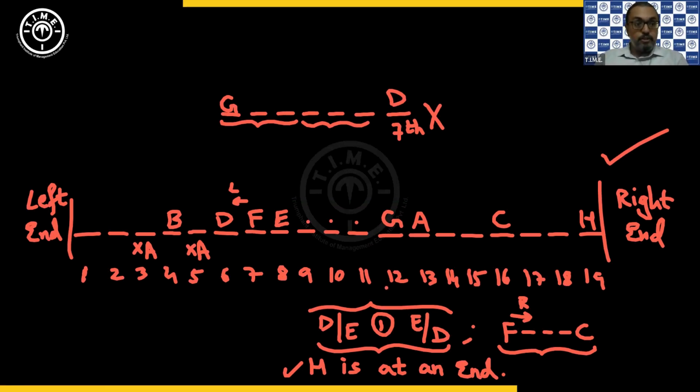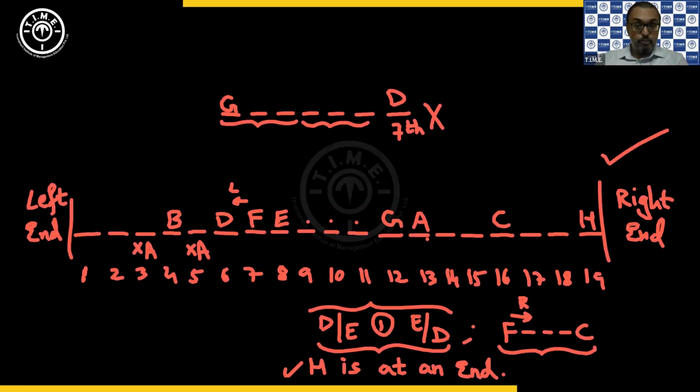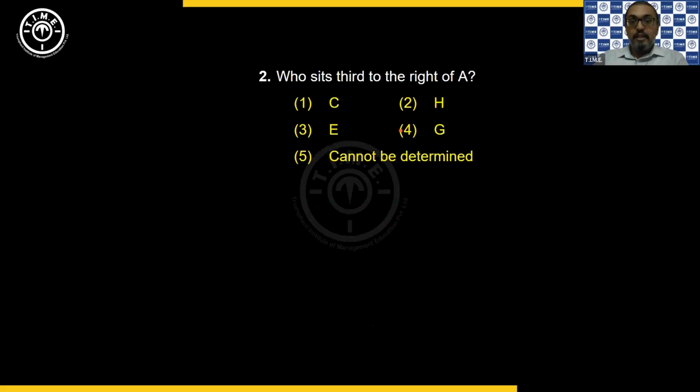Yeah, so let's have a look into the questions. Now, how many persons sit between E and H? So between E and H, how many are there? We have 4, 5, 6, 7, 8, 9, 10. So there are 10 persons. Third option.